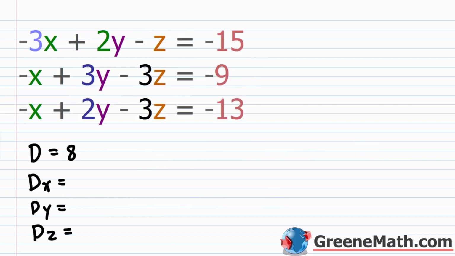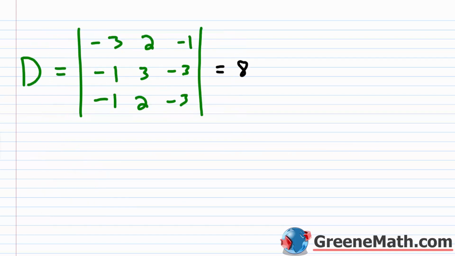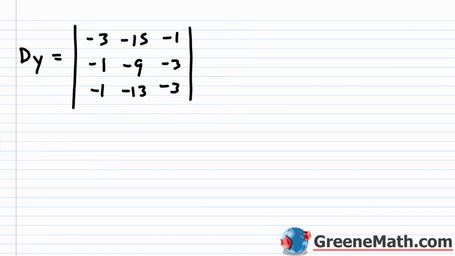So let's go back up and say this is 48. Now let's find D sub Y. Again, copy the first two columns: -3, -1, -1, then -15, -9, and -13. Again, I'm going to multiply down to start. So I'm going to multiply this way.